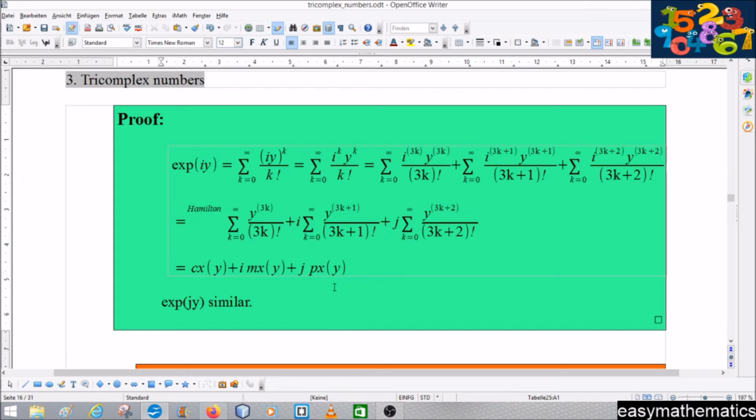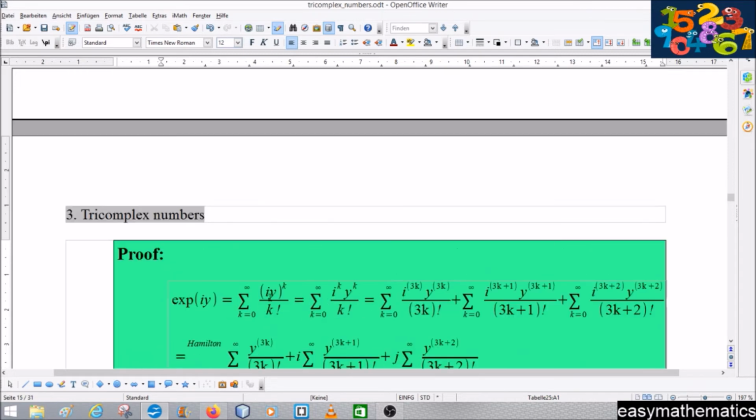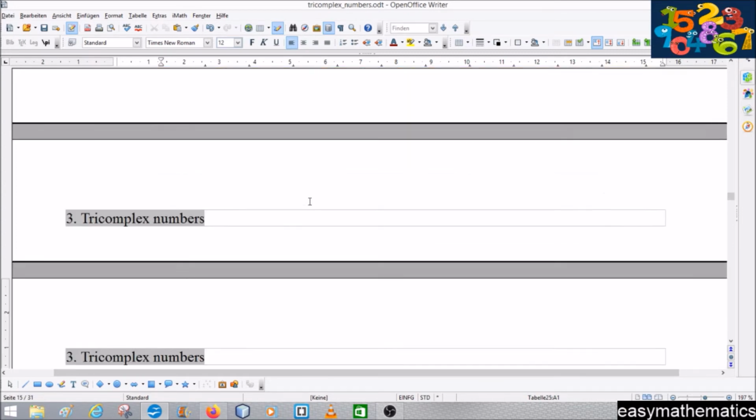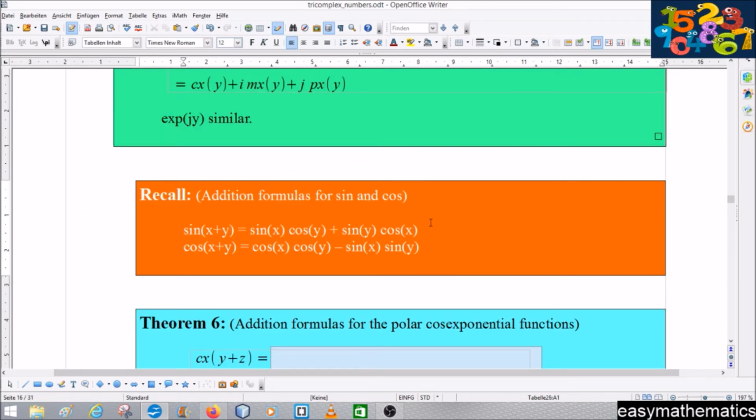These are these three cos exponential functions, and for the exponential of j times y, we get a similar result. I show it again. So mx and px change the role. You know the addition formulas for sine and cosine. I printed them here again.